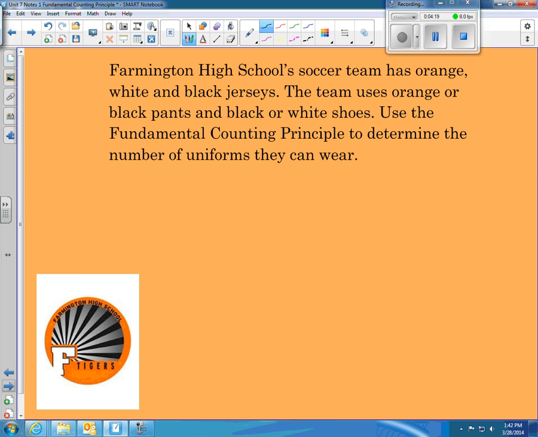Okay. Farmington High School soccer team has orange, white, and black jerseys. The team uses orange or black pants and black or white shoes. Use the fundamental counting principle to determine the number of uniforms they can wear. All right, so they have orange, white, and black jerseys. So how many choices of jerseys? They have 3. The team uses orange or black pants. So they have 2 choices for pants, and black or white shoes. So they have 2 choices for shoes. So let's go ahead and take 3 times 2, times that by 2 again.